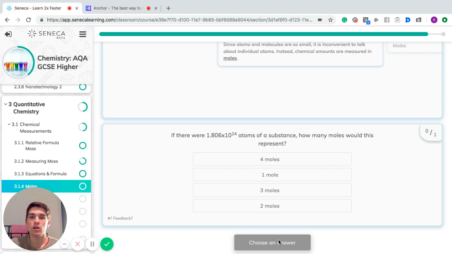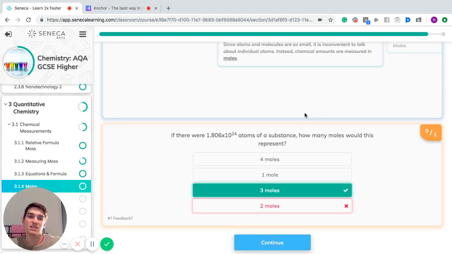So if there were 1.806 times 10 to the 24 atoms of a substance, how many moles would this represent? Remember, Avogadro's constant is 6.02 times 10 to the 23. So there would be 3 moles in that many atoms of any substance.